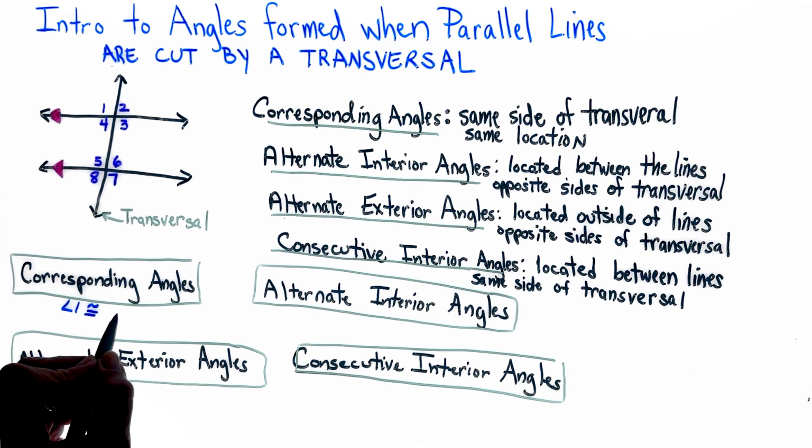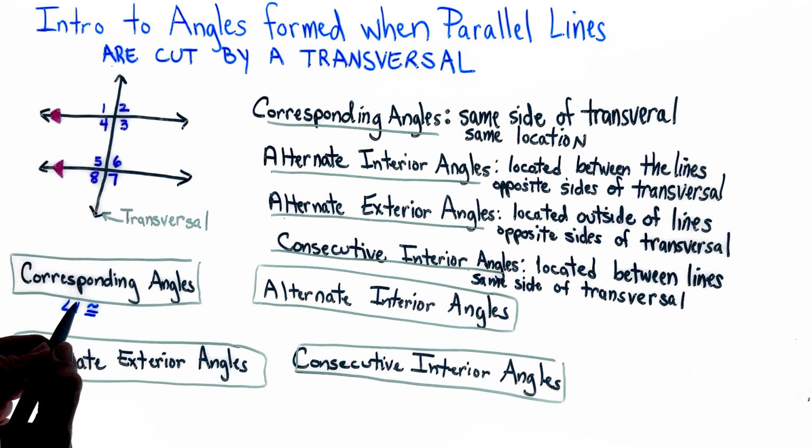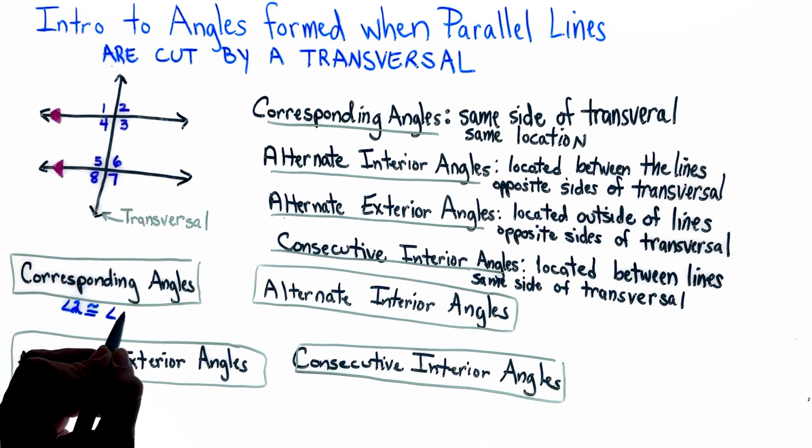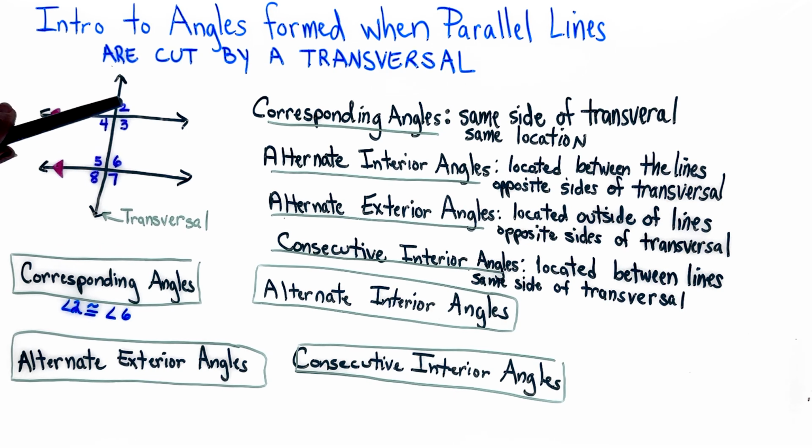That's the congruent symbol. And it's not angle 1, I'm sorry. We were talking about angle 2. We will be talking about angle 1 in a minute. Angle 2 is congruent to angle 6. And those are corresponding angles.